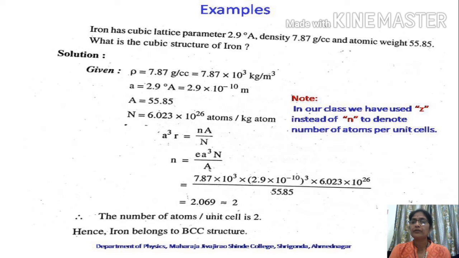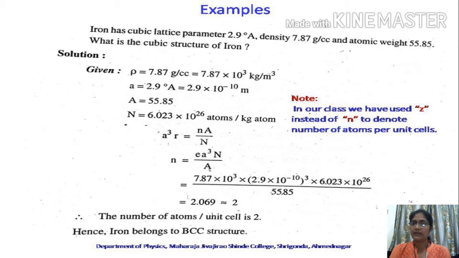Then how to determine it? We have already seen number of atoms per unit cell. Suppose Z value is 1, then it belongs to SC, simple cubic structure. If Z value is 2, it will show body-centered cubic structure, and if Z value is 4, then it will have face-centered cubic structure. It means that indirectly we have to find out value of Z, that is small n. So what is the formula?